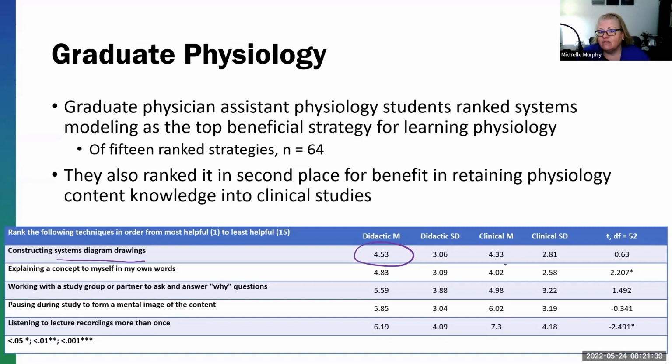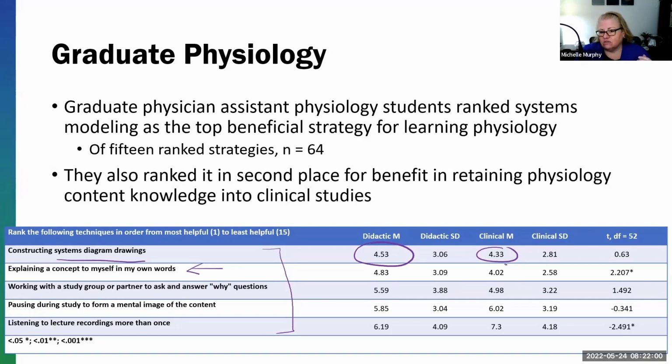It was superseded by explaining a concept to myself in my own words. These are the top five of the 15 strategies that students ranked. And looking at these strategies, they are predominantly active learning, things students do, not just reread, not just writing down things verbatim, things that help them.